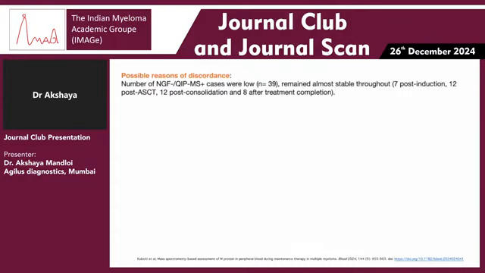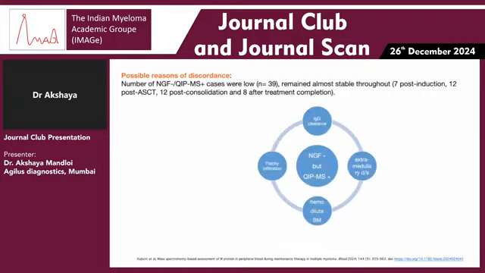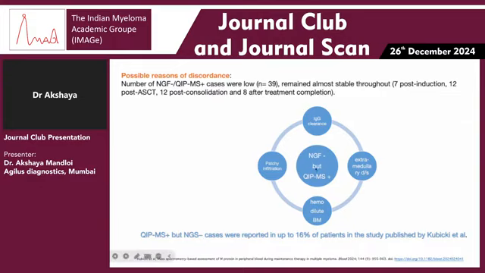Now, coming to the possible reasons of discordance, where flow was negative but mass spectrometry was positive. Although these cases were low, they remain constant in all the treatment phases, and it could be due to delayed IgG clearance or extramedullary disease, or the sample was hemodilute, or it was a patchy disease. And a point to be noted is that in most of the cases which came positive for mass spectrometry and negative for flow, they had plasmacytoma at the time of diagnosis. So similar findings here, approximately 16% discordance was seen in the Kubicki et al. study.